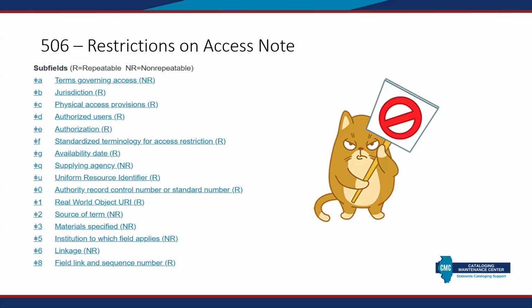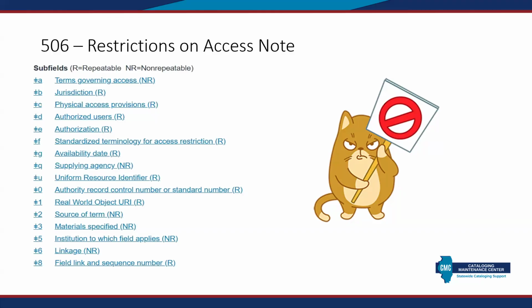Subfield C, physical access provisions, dictate any special arrangements needed to access physical resources. Subfield D, authorized users, is a bit weird. BFAS defines it as the class of users or specific individuals by name or title for whom the restrictions in subfield A do not apply. You can see the example they provide above.